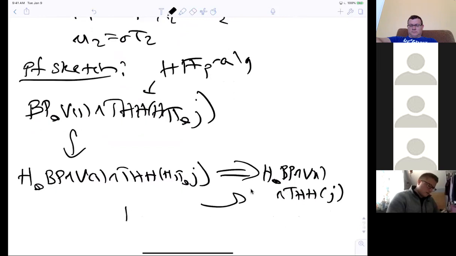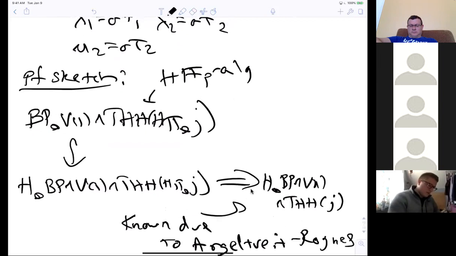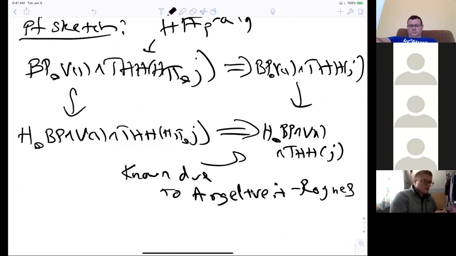So this is known due to Angeltveit-Rognes. And then this converges to EP star V of 1, the thing we want. And so it turns out that we get really lucky in this case. And these are E1 pages, I should say. And so this includes on the E1 page, and we know all the differentials here.